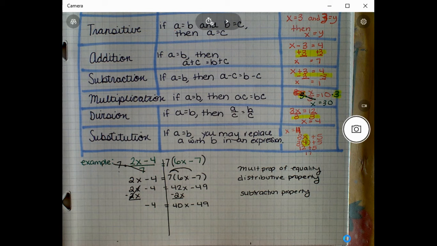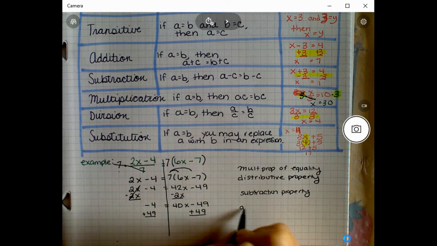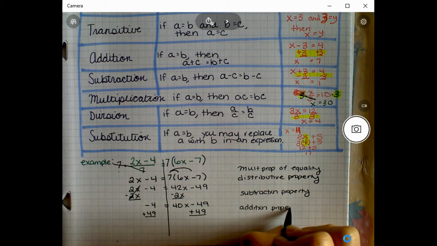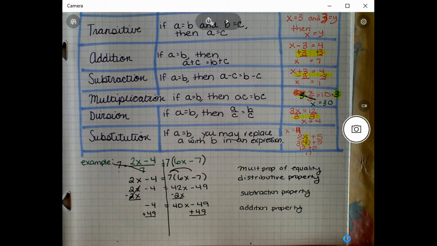Now we have all of our x's together on this side, so we need to move the constant over to the other side. We're going to add it because that's the opposite. So we're going to add to both sides. What property do you think we're using? The addition property. Okay, so now we have 45 equals 40x.